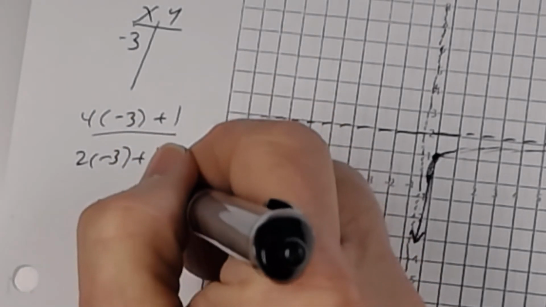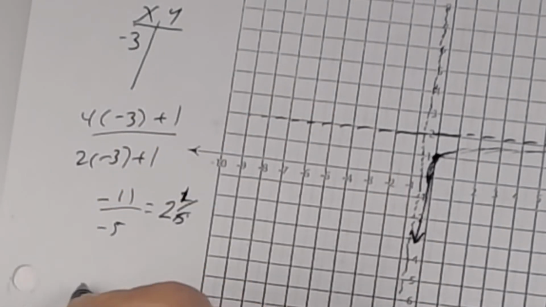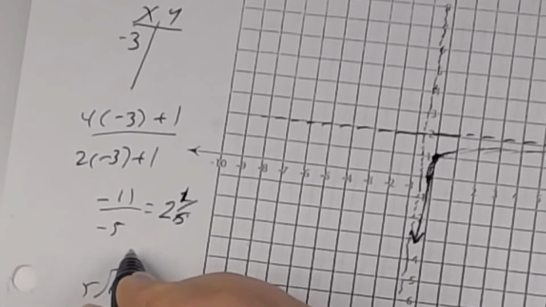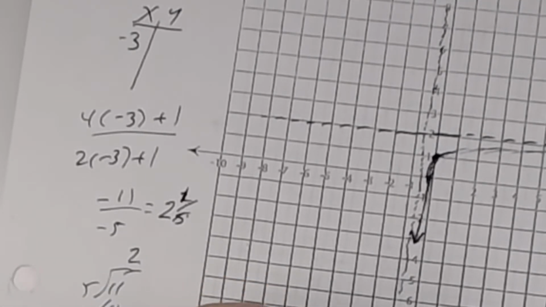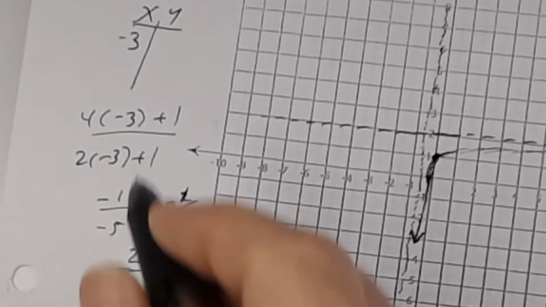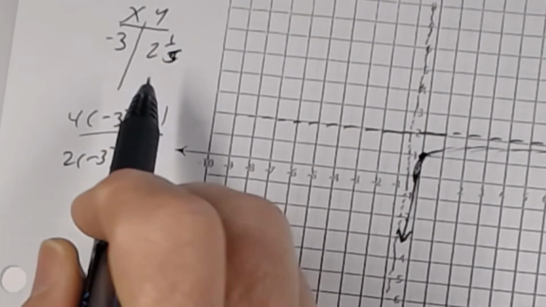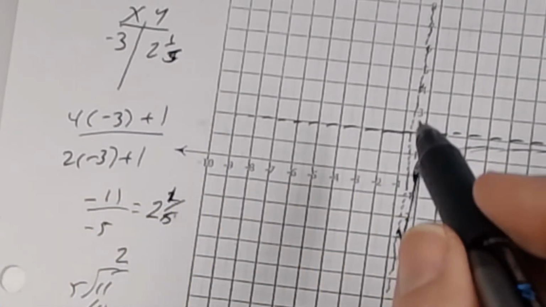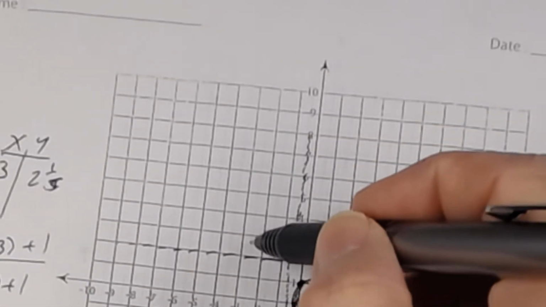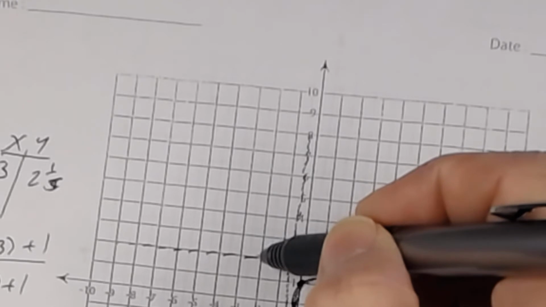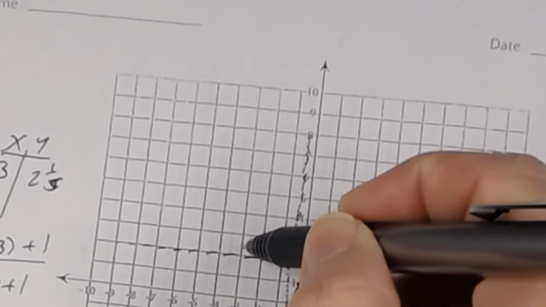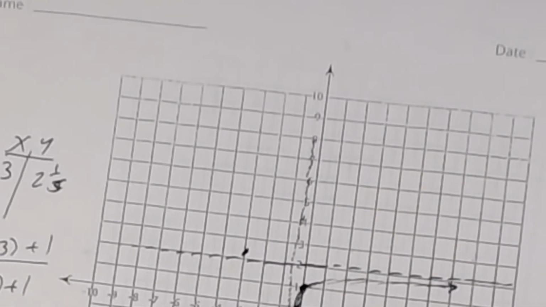2 1/5. I'm sorry. 5 and 11 is how many? 2 with a remainder of 1. So where is negative 3 and 2 1/5? That's about right here. So where's that point located?